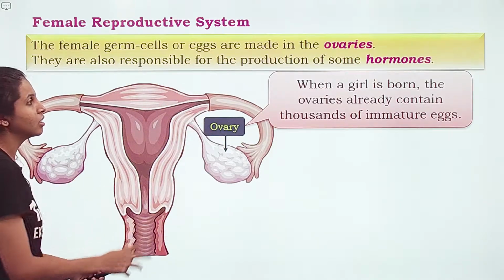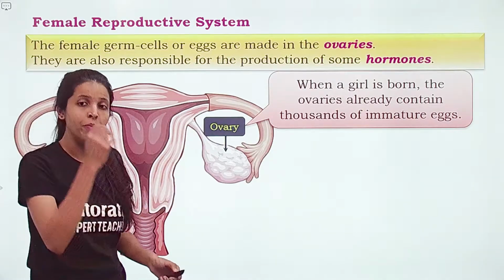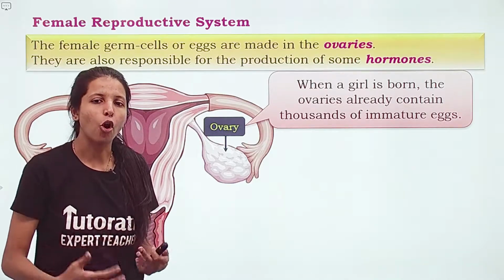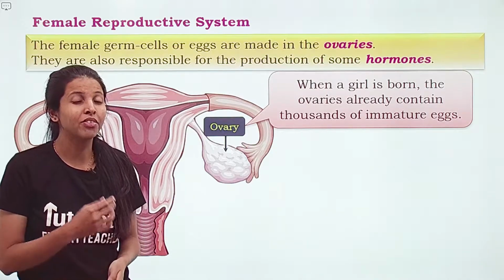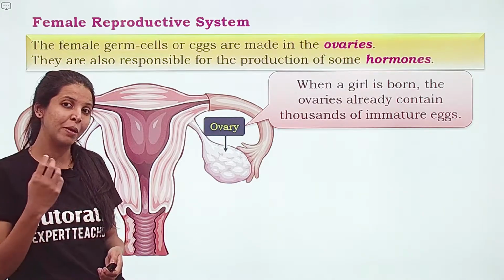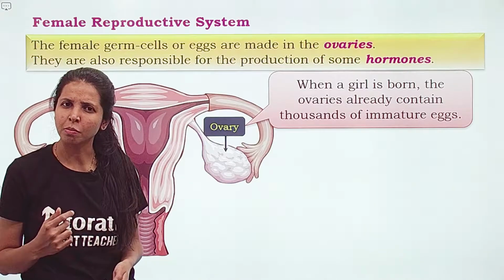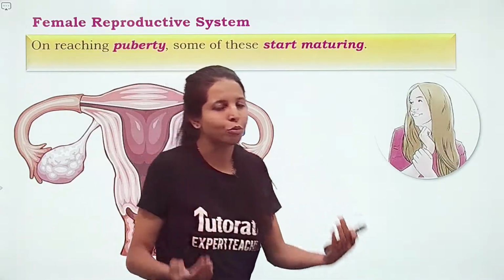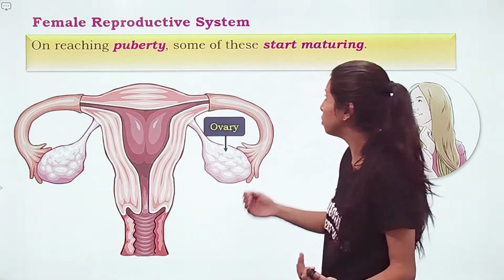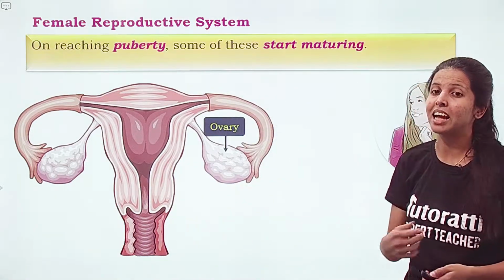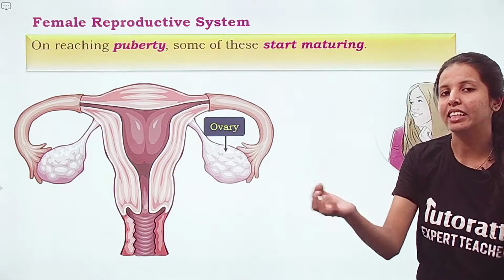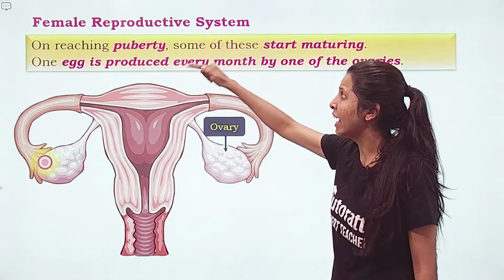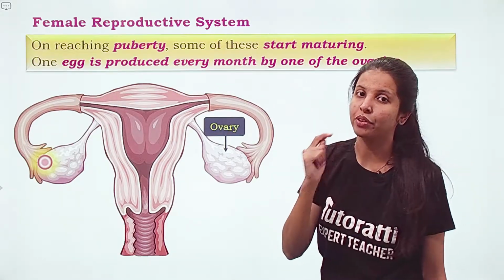When a girl is born, the ovary already contains thousands of immature eggs. Understand this, immature eggs. Now what happens to these immature eggs? When the girl hits puberty, on reaching puberty, some of these start maturing, one by one. One egg is produced every month.